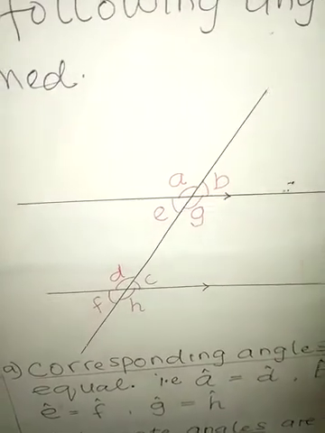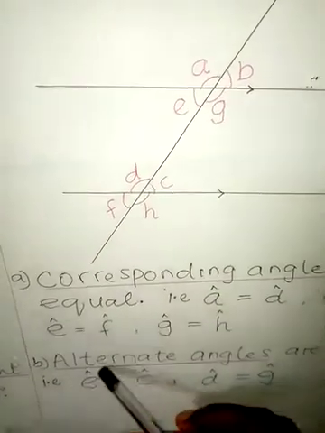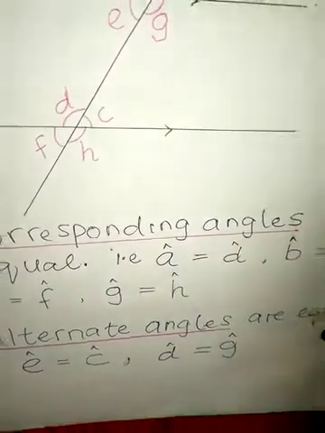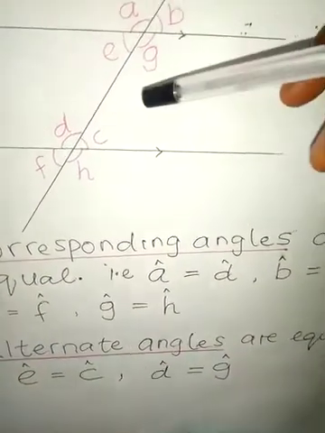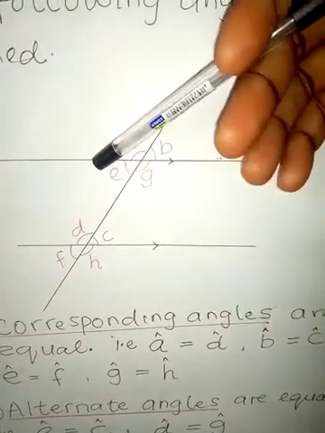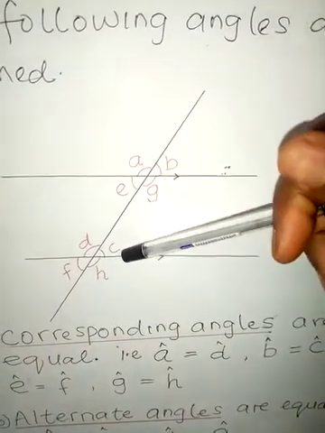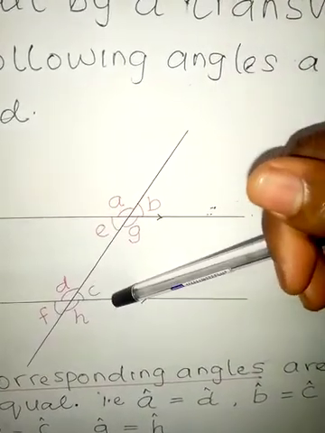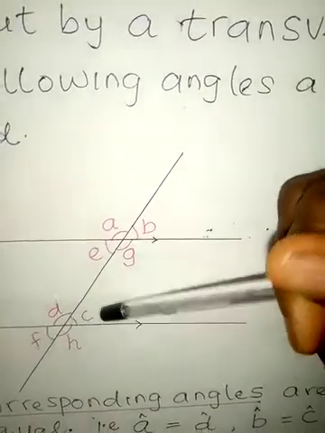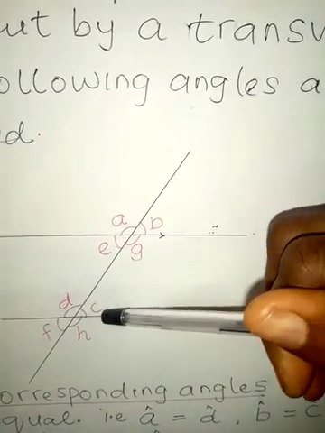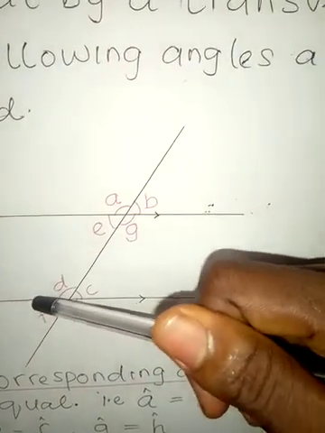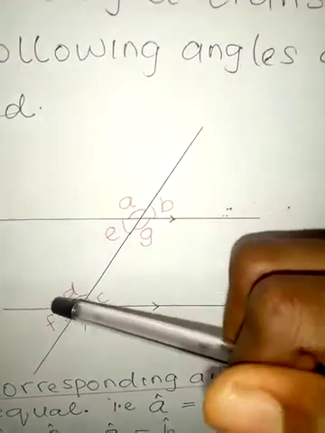Now, another angle that is formed is alternate angles. Alternate angles are also equal. Now, what are the alternate angles here? Angle E is alternate to angle C. These are the alternate angles here. Angle E equals angle C. Likewise, angle G is alternate to angle D, and they must be equal.